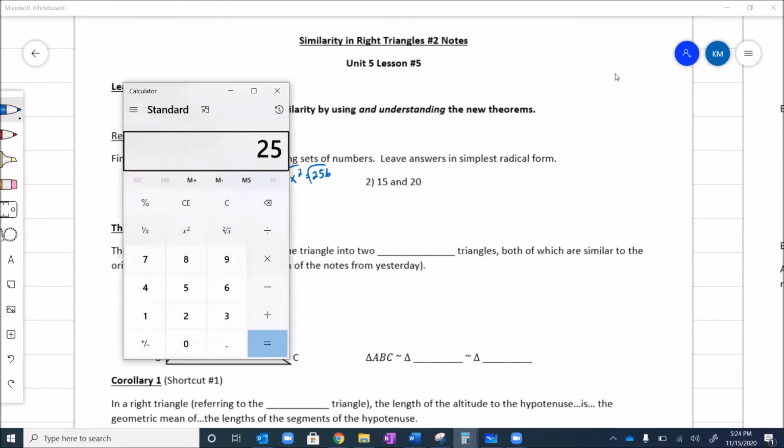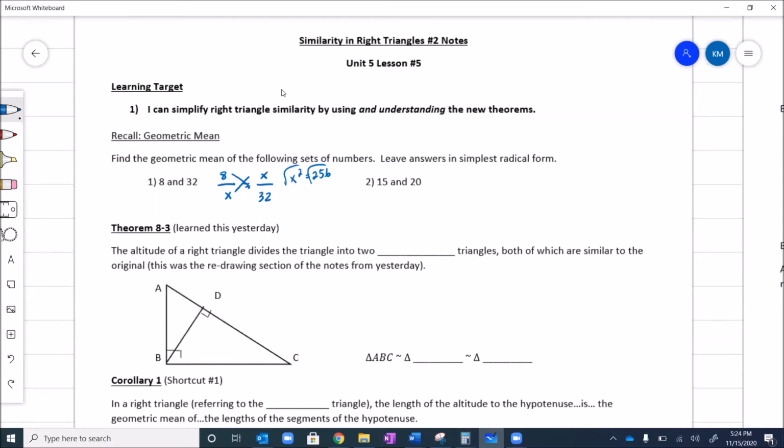No, it's bigger than that. 24. It is 16. Huh, 16. All right, so x is plus or minus 16.